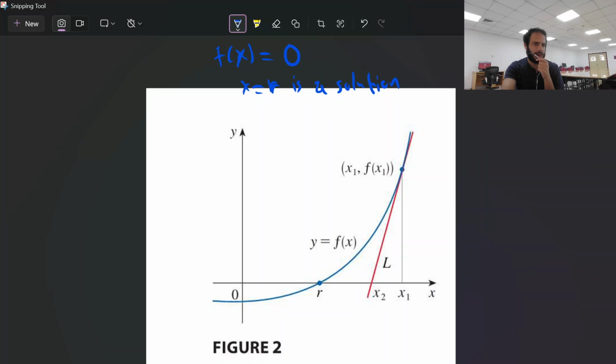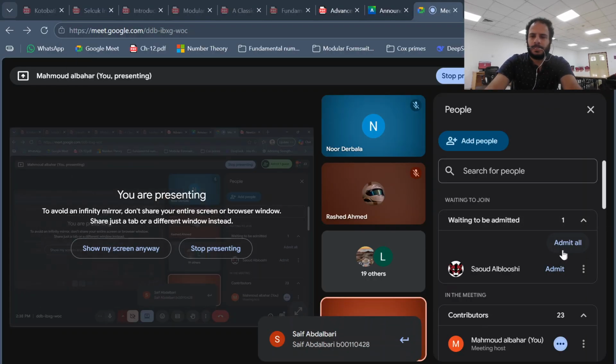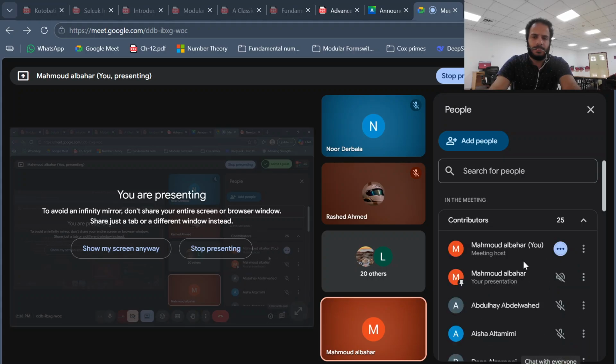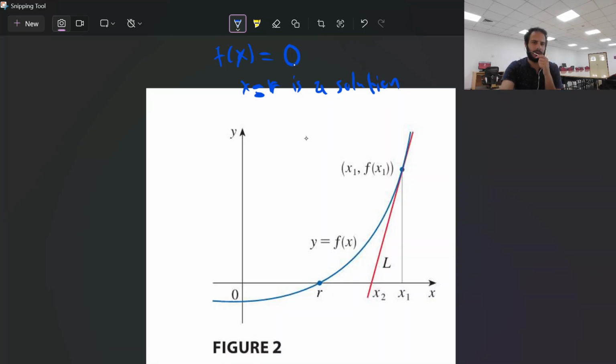Let me repeat again to make it clear. Yes. So x equals r. From the graph we see that x equals r is a solution, right? And you can use graphing to estimate the solution, but assume the graph is hard to draw. How to approximate the solution?